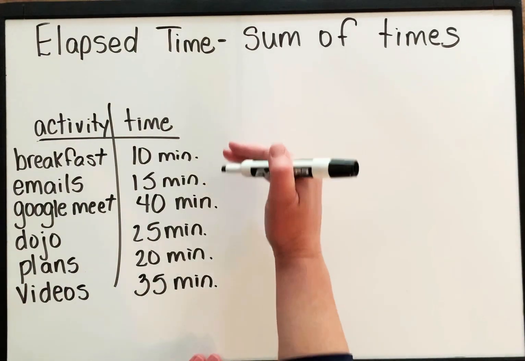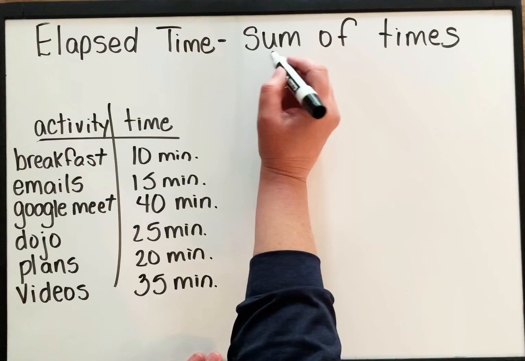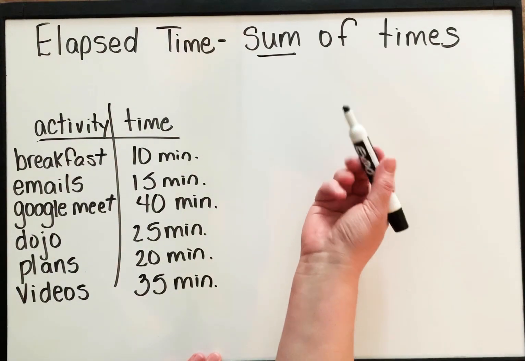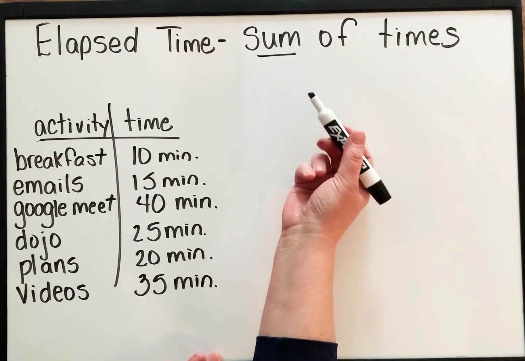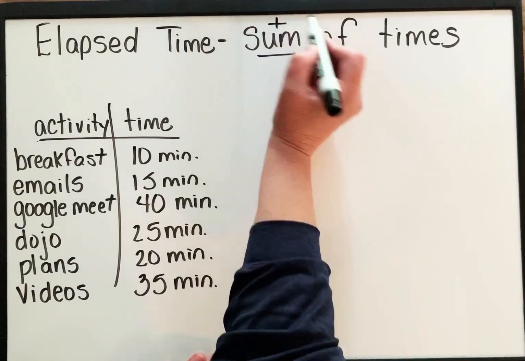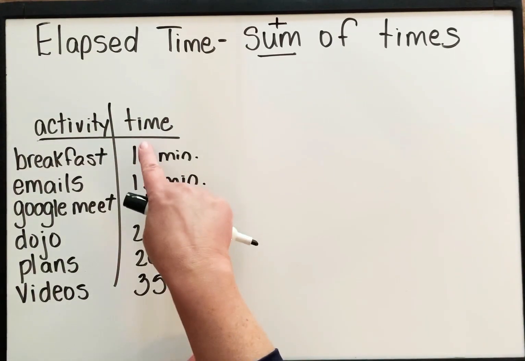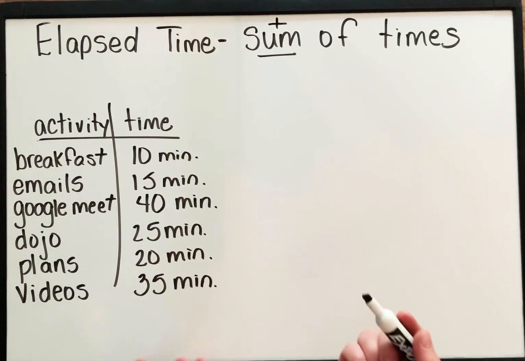Now to find the sum of my total time, I want to think about what that word sum means. SUM is the answer. The sum is what you get whenever you add. When you add your addends, you get your sum. So basically, we're going to take our times and we're going to add them up.